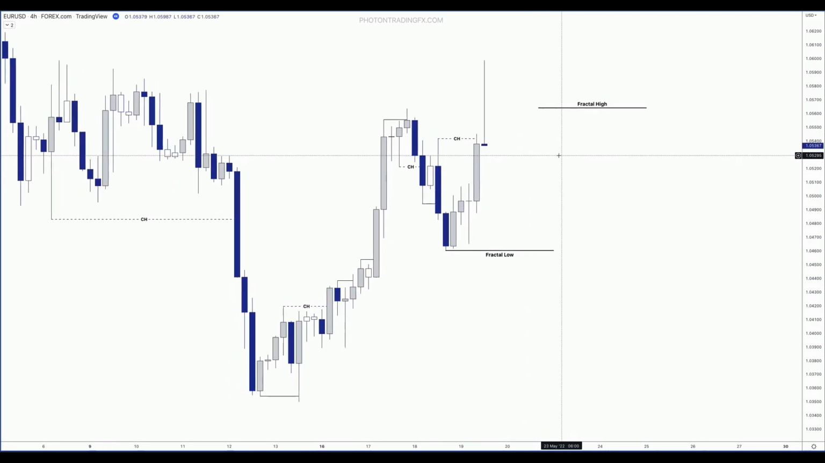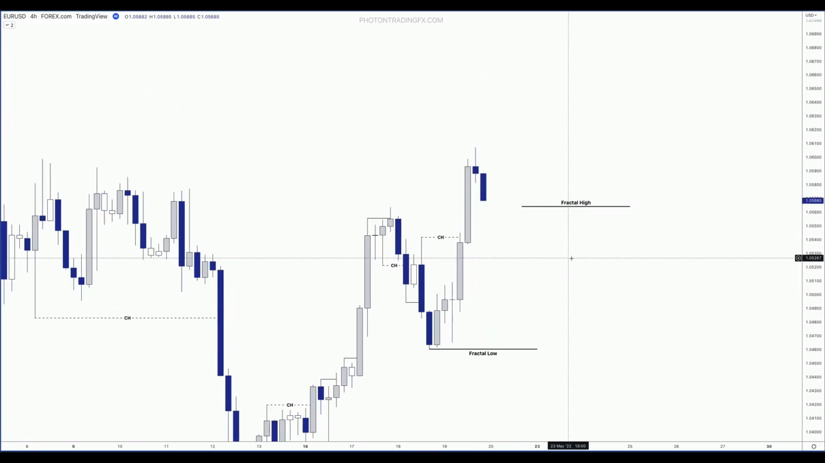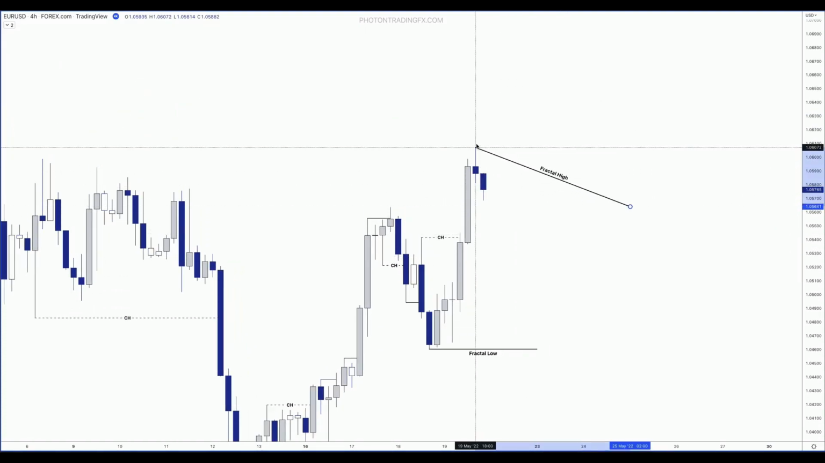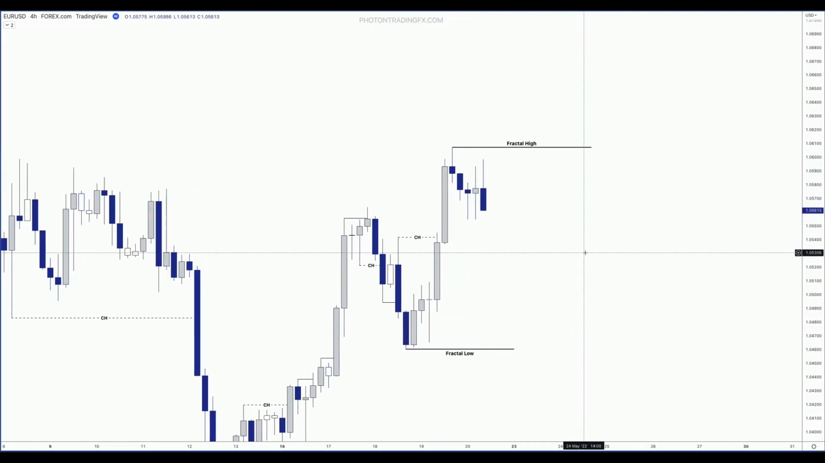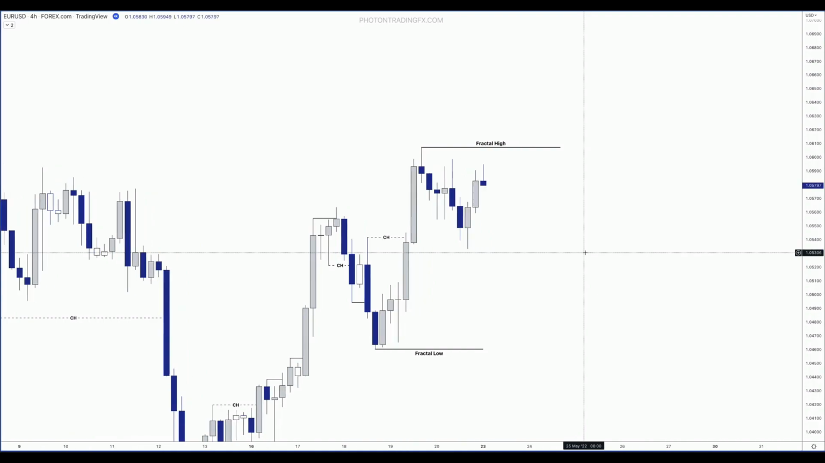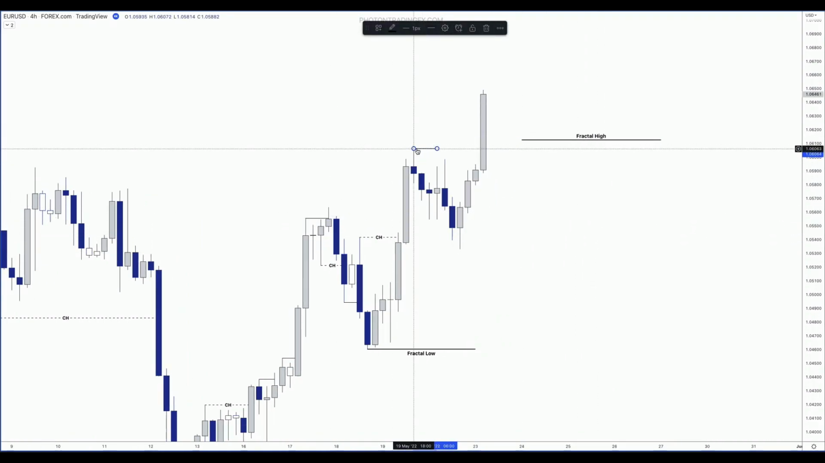right? So we go forward, we continue the up move, we continue the up move. Okay, now we pull back, right? So this is gonna be our fractal high, right? Fractal low still in the same place. So we do nothing now to either the high or the low goes, right? The high goes, so now that's a continuation.